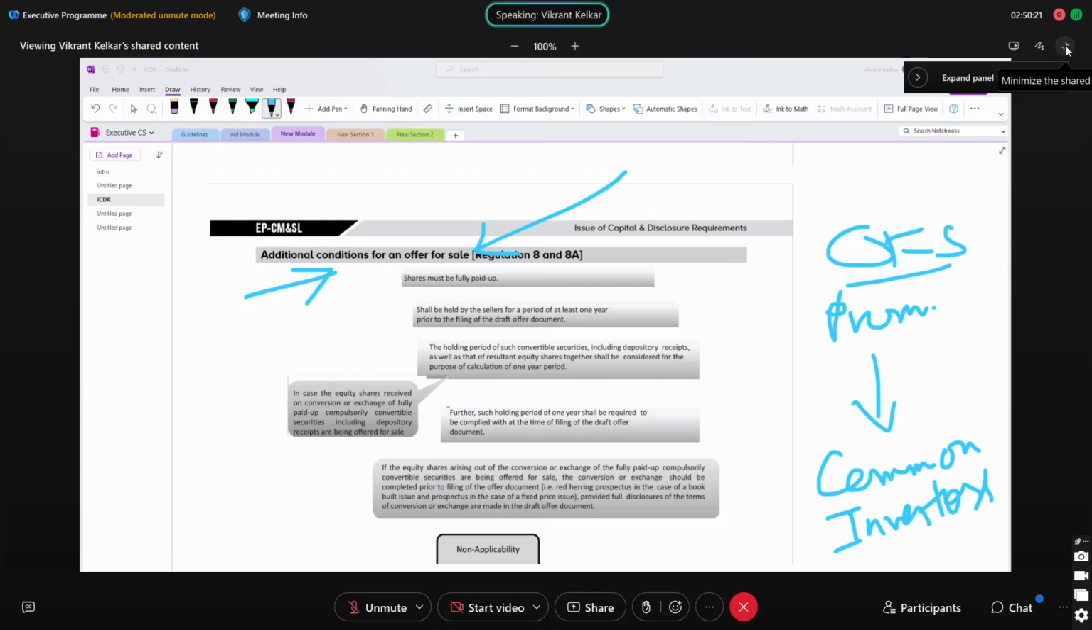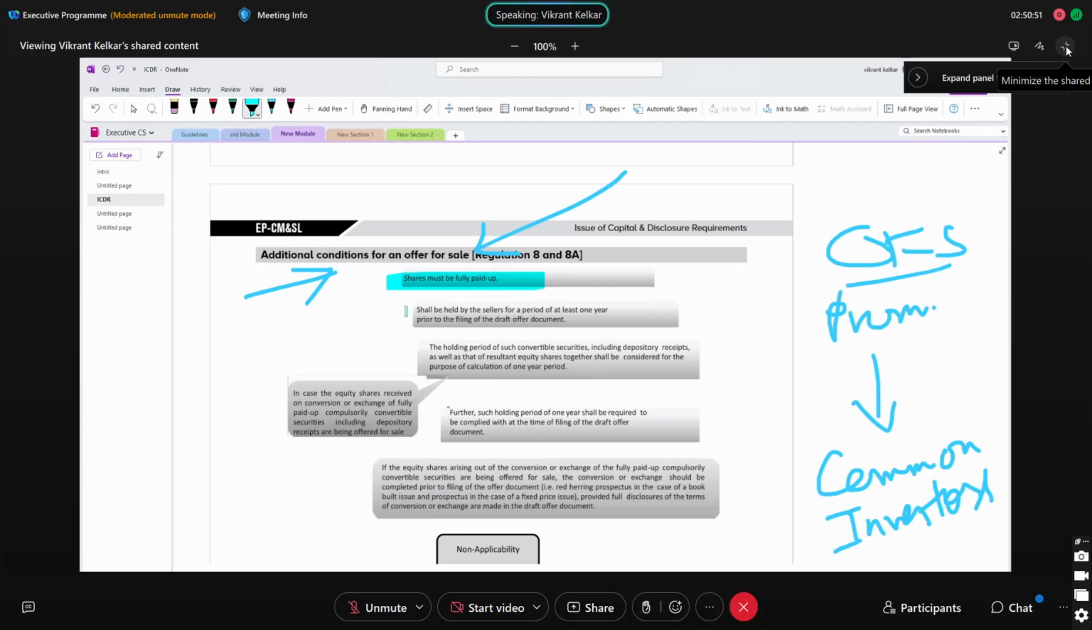Check out. The condition says, firstly, in case of equity shares received on conversion and so on. Wait for a minute, I will highlight. The first simple condition is that the share should be fully paid. So whatever shares promoters are selling, the whole amount should be collected from the promoters first, and then they are allowed to sell their securities to the common investor.